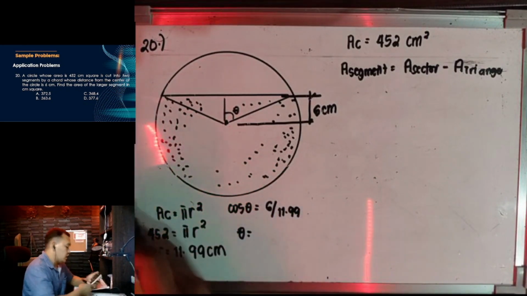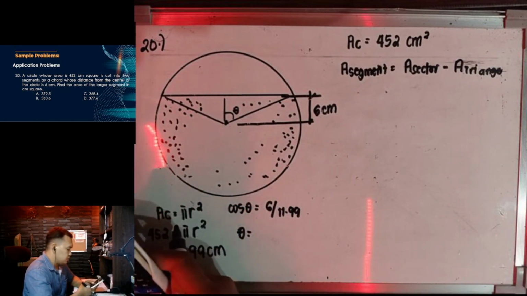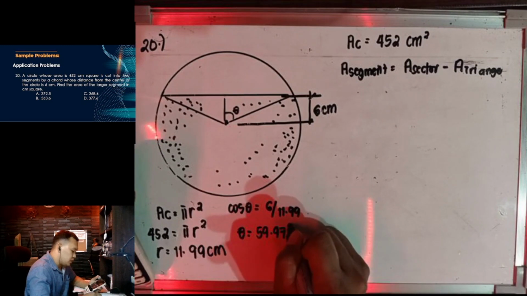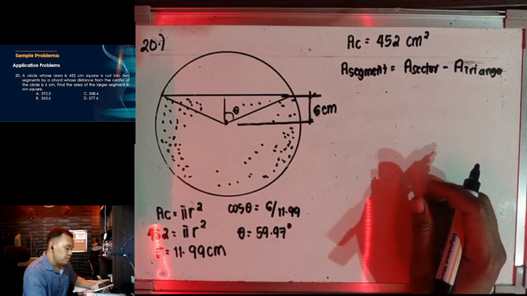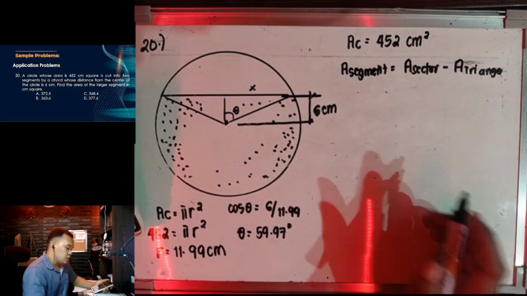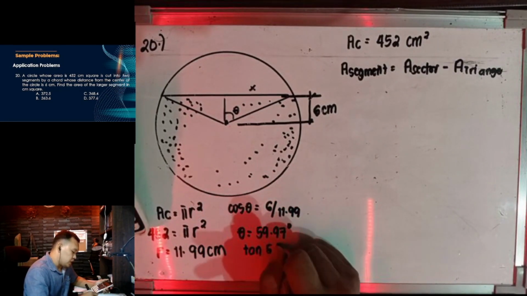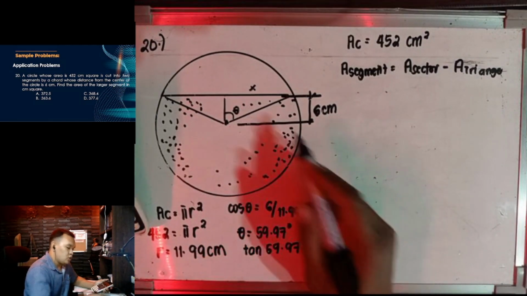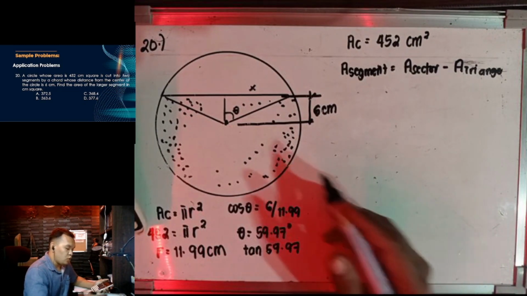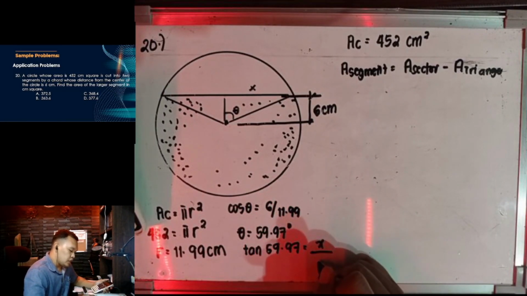So theta is equivalent to arc cosine 6 all over 11.99. So we have here 59.97 degrees. Okay? Then, after natin makuha yung theta, kukunin din natin itong part na nandito, si x. So, para makuha yung x, tangent 59.97 is opposite over adjacent. So, equals opposite, which is x, over adjacent, which is 6.